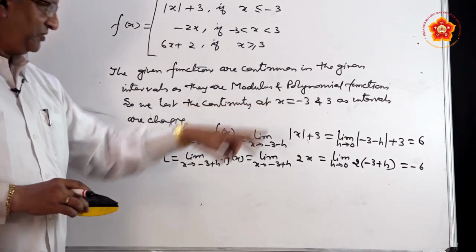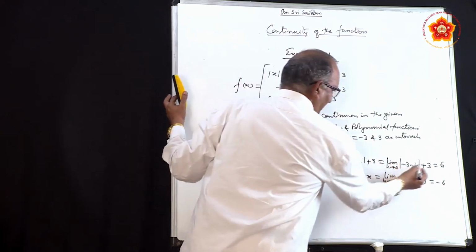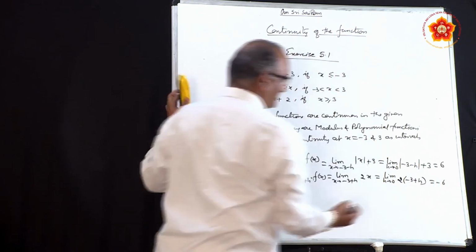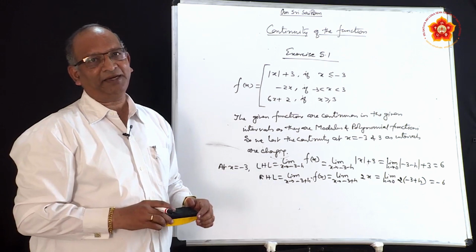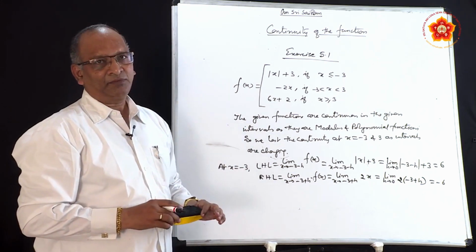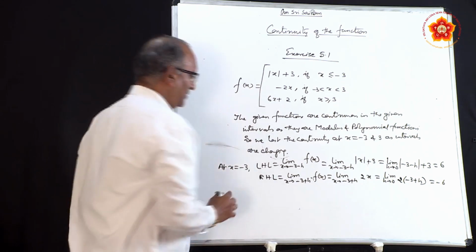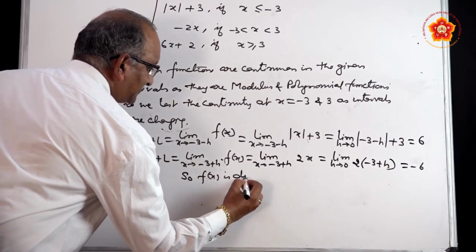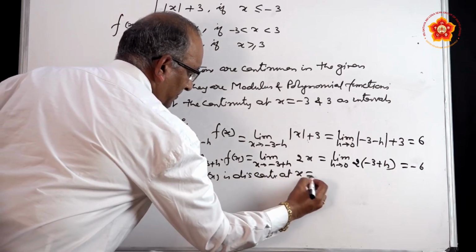The first one has given you the answer: modulus of minus 3 was 3, 3 plus 3 is 6. Here it is minus 2 into 3, which is minus 6. So what do we find? The left hand limit is not equal to the right hand limit. So the function is discontinuous at x equal to minus 3. In the same manner, check whether it is continuous at 3. So f(x) is discontinuous at x equal to minus 3.